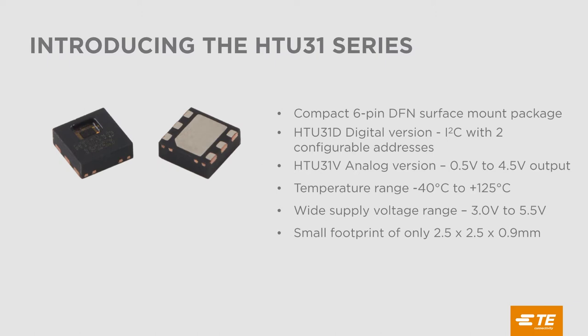They work over a wide voltage range, and a programmable I2C address allows multiple HTU31 sensors to operate on the same I2C bus. 16 bits of resolution and an accuracy of plus minus 2% for humidity and plus minus 0.2 degrees Celsius for temperature. With a miniature footprint of only 2.5 by 2.5 by 0.9 millimeters, the HTU31 is one of the smallest and most accurate temperature and humidity sensors on the market today.